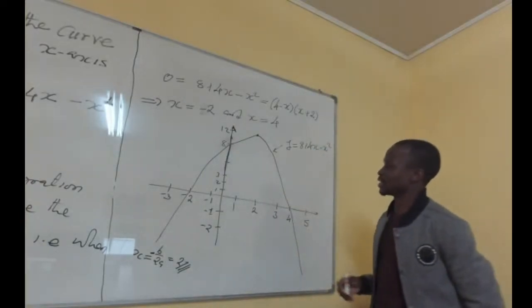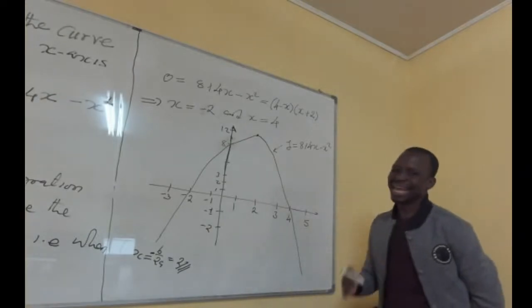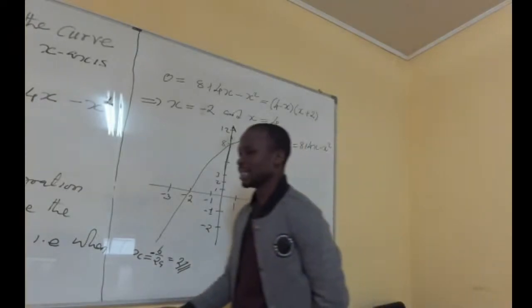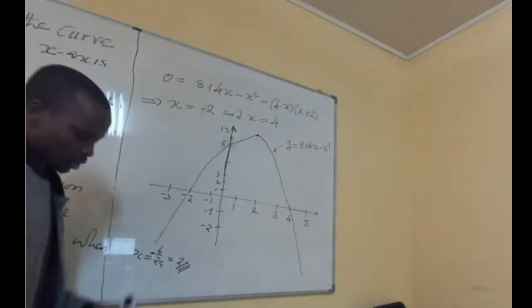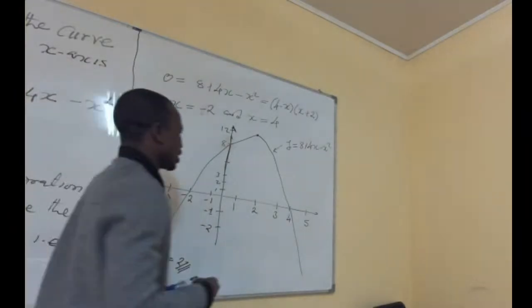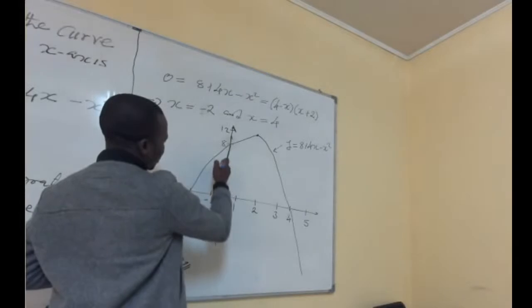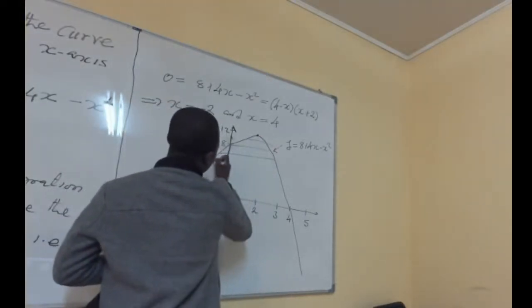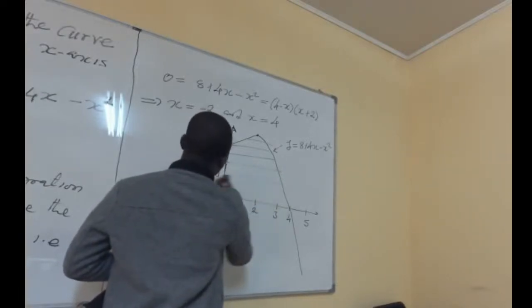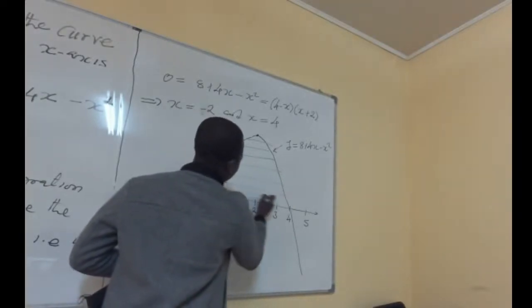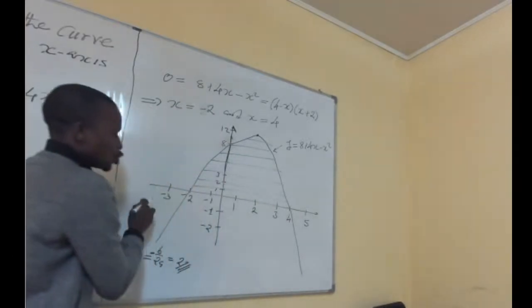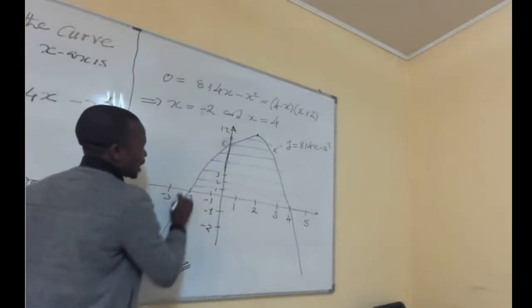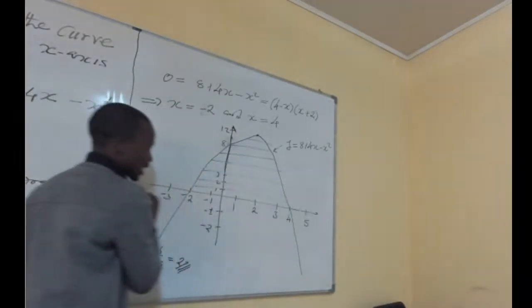I hope my sketching is okay. So now, the area which they are asking us to find is this area under this curve. It is the area which is bounded by this curve and the x-axis.